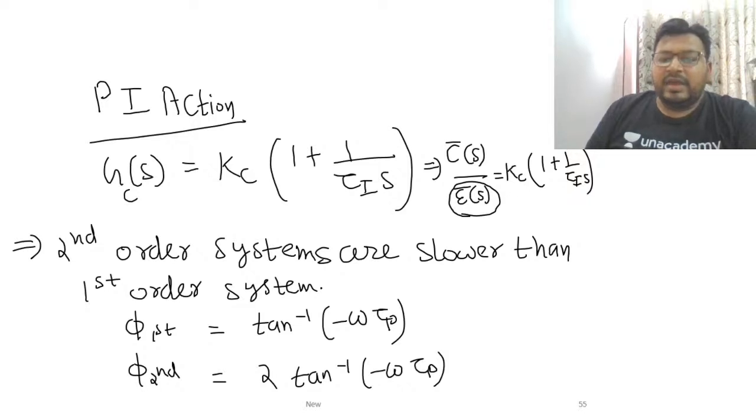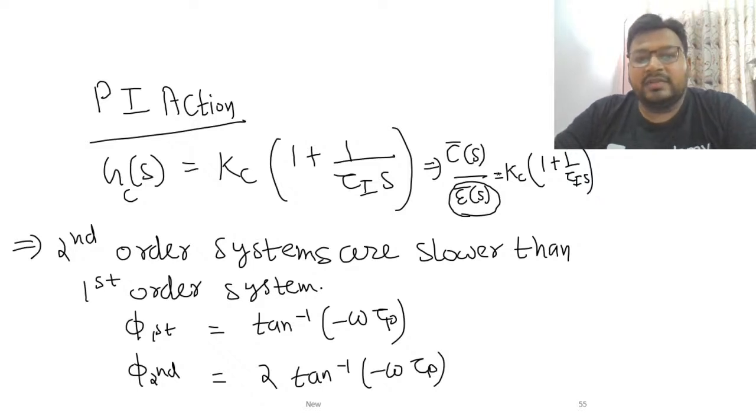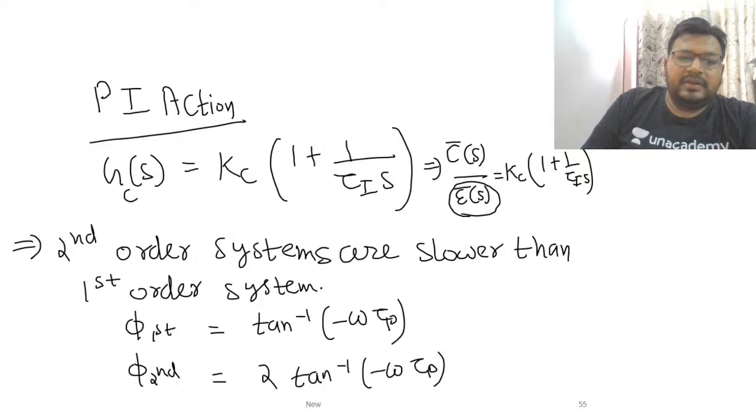But here we have added the I action. So there will be no change in the proportional band. For the same range, the PI action can be added. Okay, that there is a band in the case of P action. Let me tell you in a different slide.